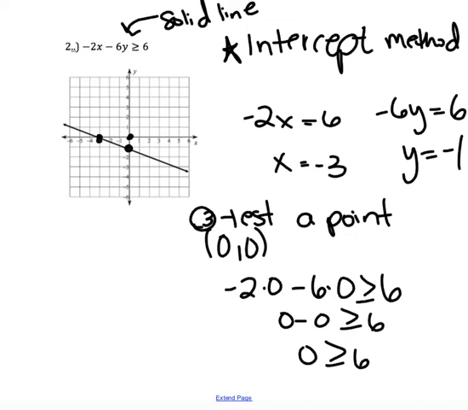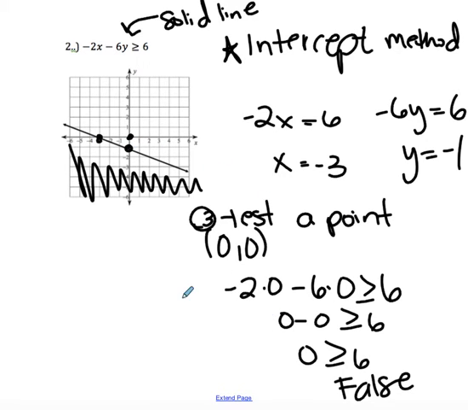And you honestly don't even need to show me this work when you're graphing these lines. For the mere fact this is our first example, I'm sharing that with you. So you ask yourself, if I plug in 0, 0, is this true? Is 0 greater than or equal to 6? No, that is false. All right? And because 0, 0 is false, that means that all of the other points on this side are true. And so that is how we would complete the 3 steps for example number 2.